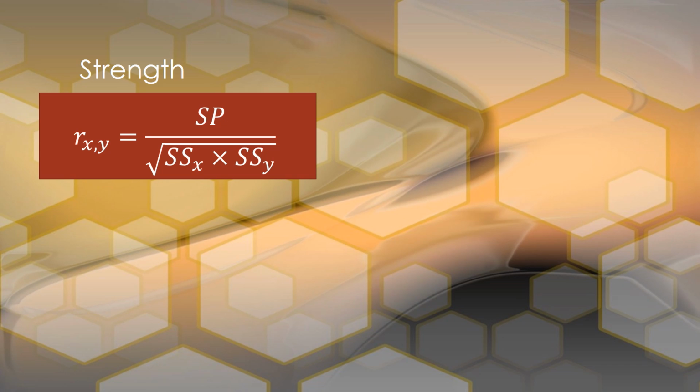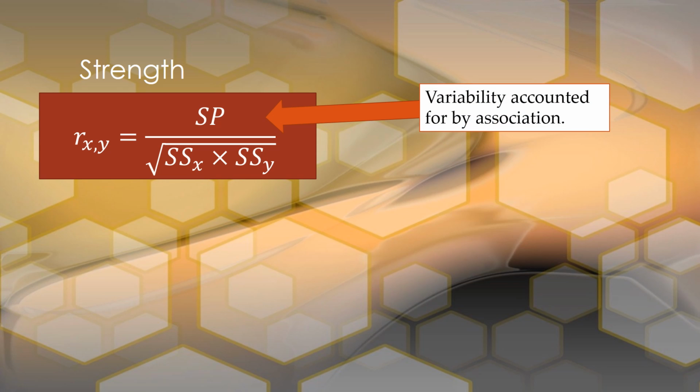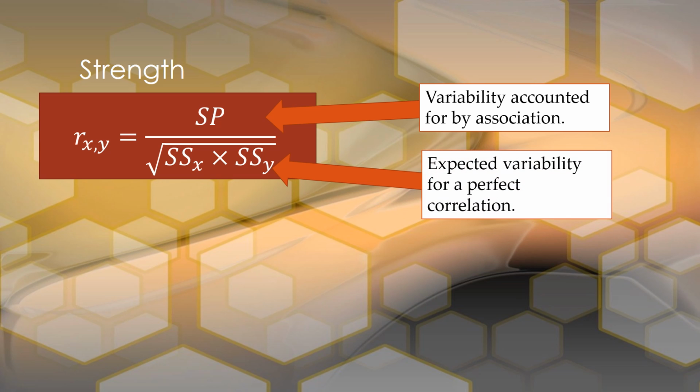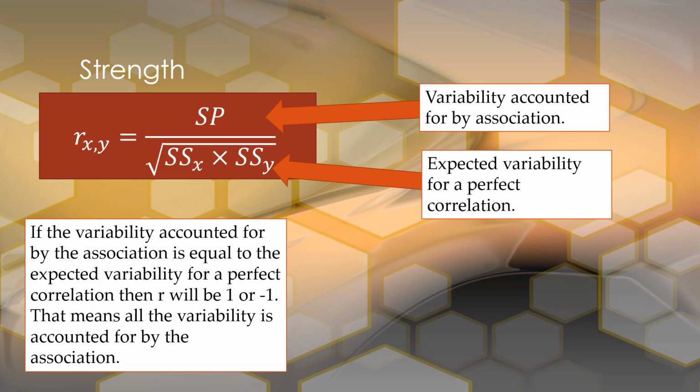Now we're going to talk about the strength of the correlation coefficient. The top here, the sum of the products, tells you the variability accounted for by the association between both your variables. The bottom here is the expected variability for a perfect correlation. So if the variability accounted for by the association is equal to the expected variability for a perfect correlation, then R will be 1 or negative 1. This means all the variability is accounted for by the association.